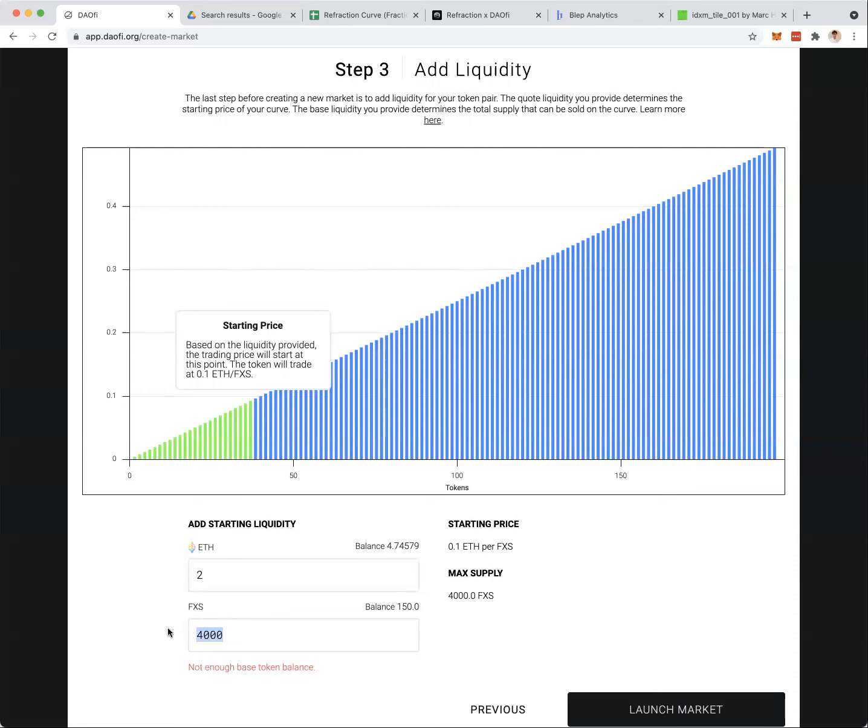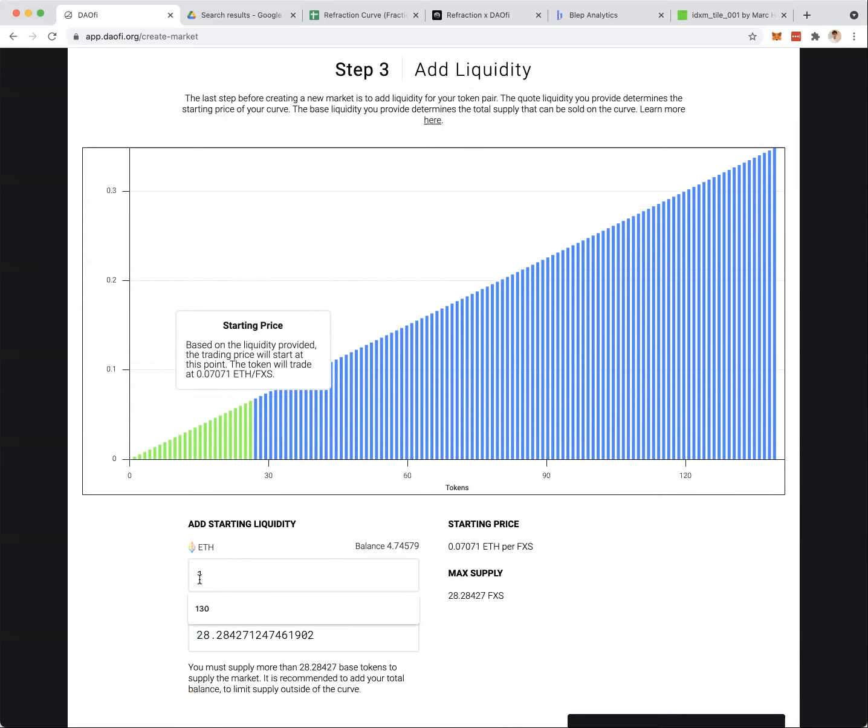So there's kind of a lot going on, but the important thing to know is that the amount of quote reserve determines the starting price, and then the bottom field is the amount of base tokens that will be sold from the contract in total. So you can see as you update that quote reserve field, the price will change, and the minimum amount of base token that you need to provide will also change.